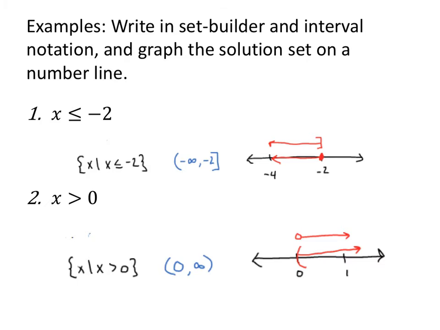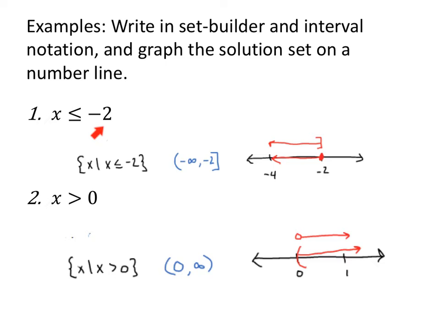Alright, so for our examples, we're going to write in set builder and interval notation, and then graph the solution set on a number line. Just a little bit of practice. For my classes, I give a handout on this also, just to get some practice in going back and forth. Given one, can you find the other 3?